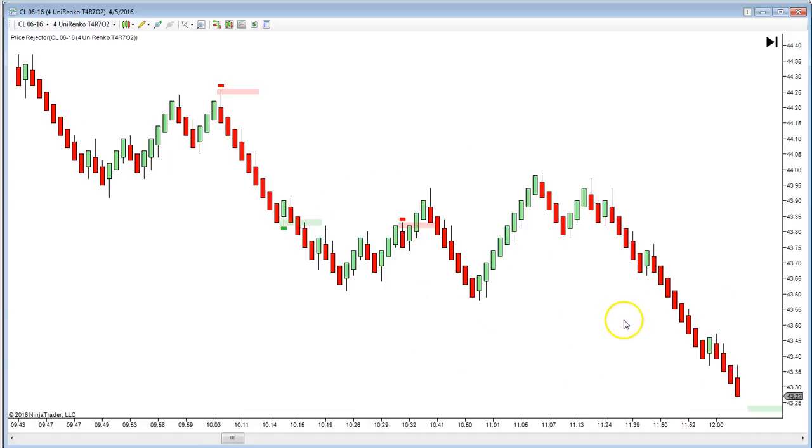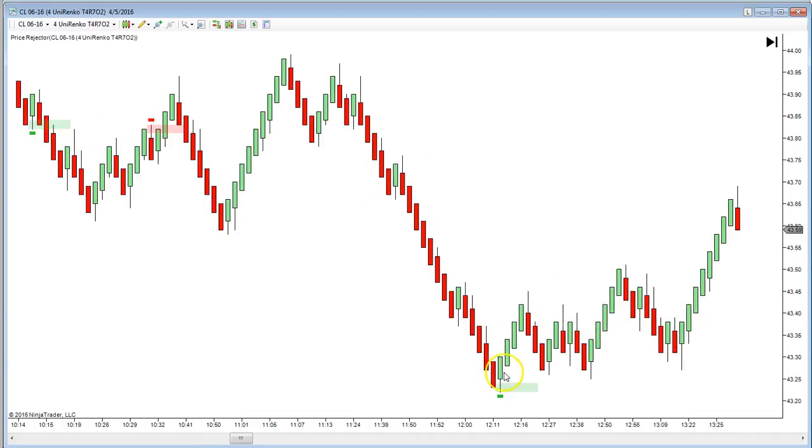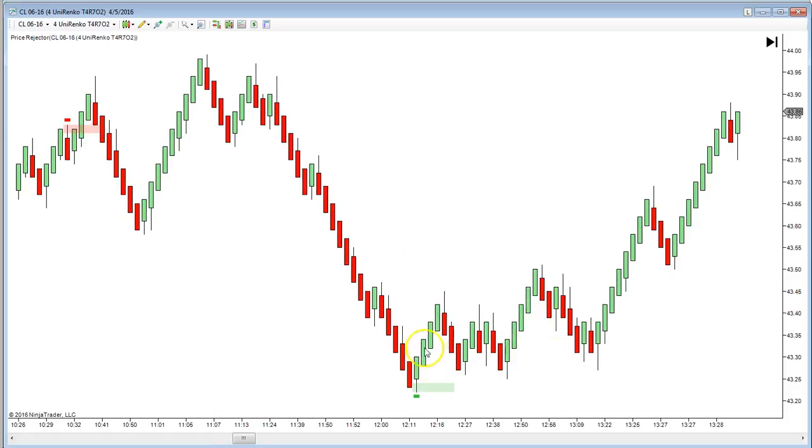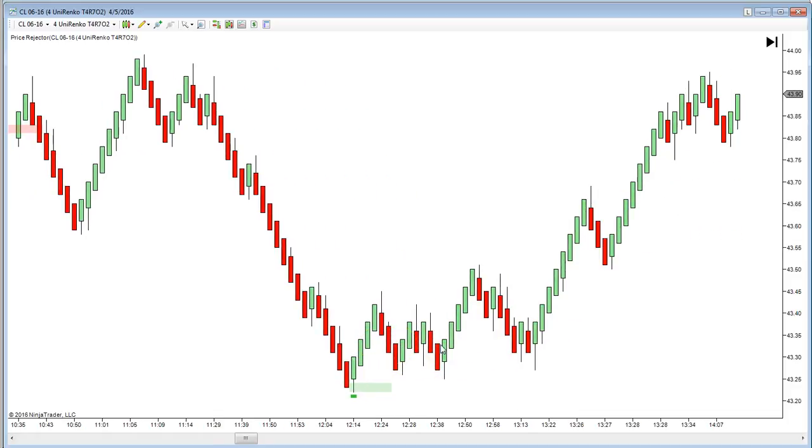This one doesn't work out. Here's a nice buy signal, getting long here again around the 44.30. If you're trailing your stop, it probably would have stopped you out at break even or small profit. If not, you're long from 44.30.